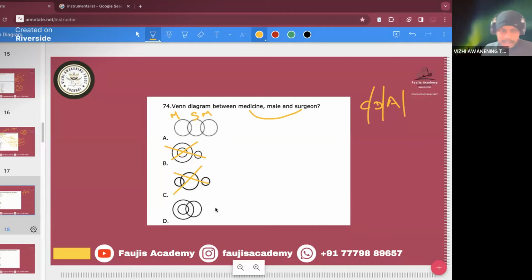Over here, look guys, one more thing I wanted to mention. Whenever there is something like this, let us say India, let's say TN, it essentially means that all TN is inside India. That is logically the fact.